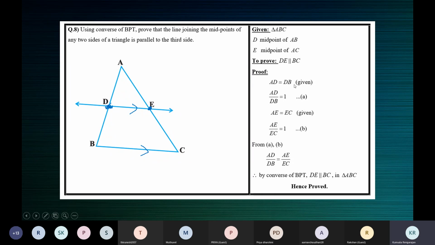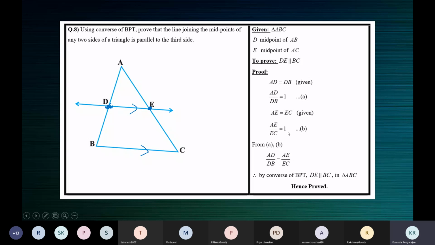AD is equal to DB. That means when you bring this to the left hand side, AD by DB is equal to 1. Similarly, we know that AE is equal to EC. That means AE by EC is equal to 1. Call this B. This ratio is equal to 1.